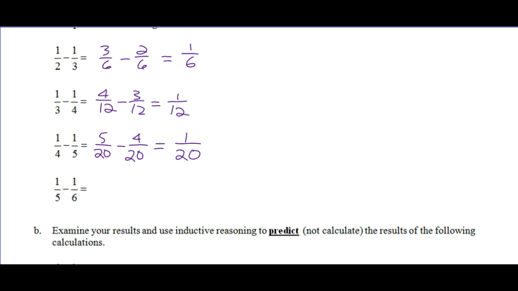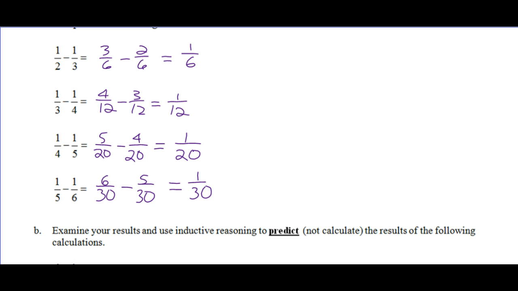What do you think the pattern is? 4 times 5. 1 over the common denominator. Okay. So let's try a fifth minus a sixth. What's the common denominator? 30. How many 30ths is 1/5? How many 30ths is 1/6? And what's 6 30ths minus 5 30ths?